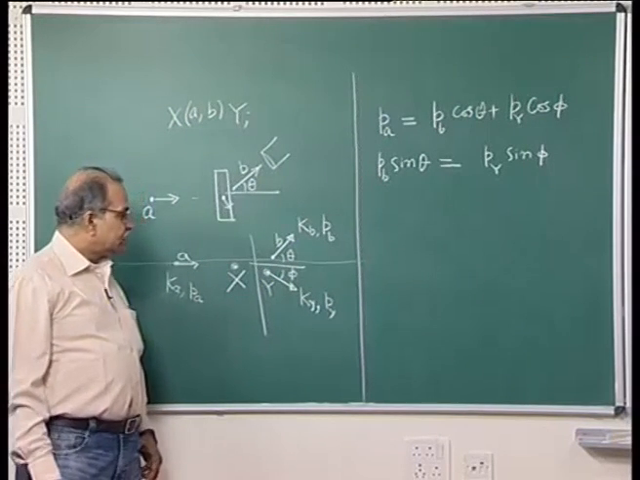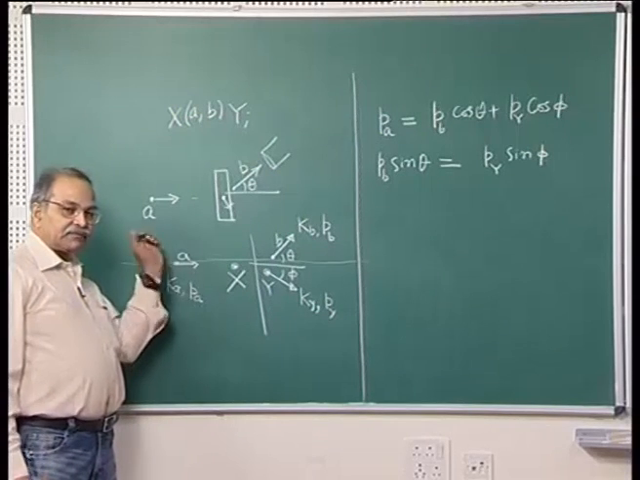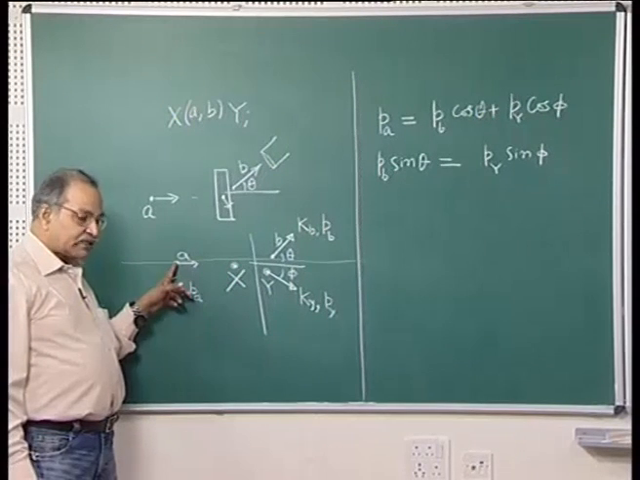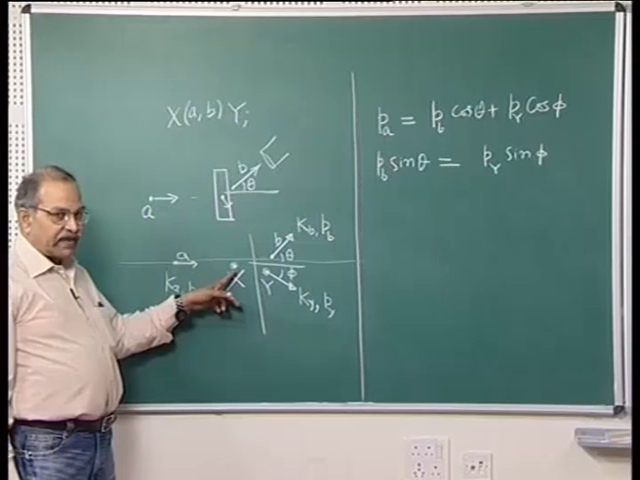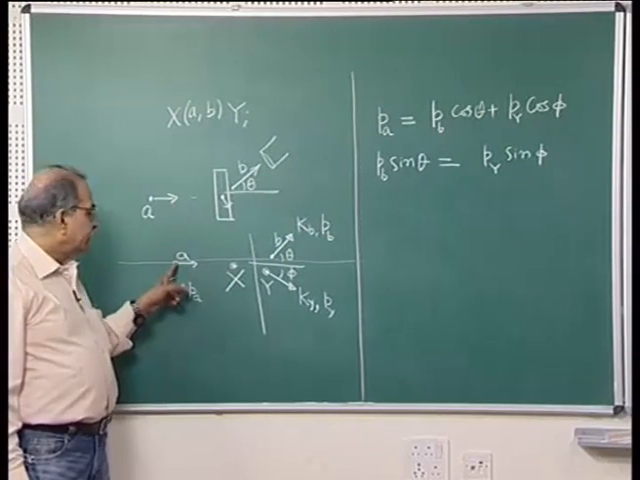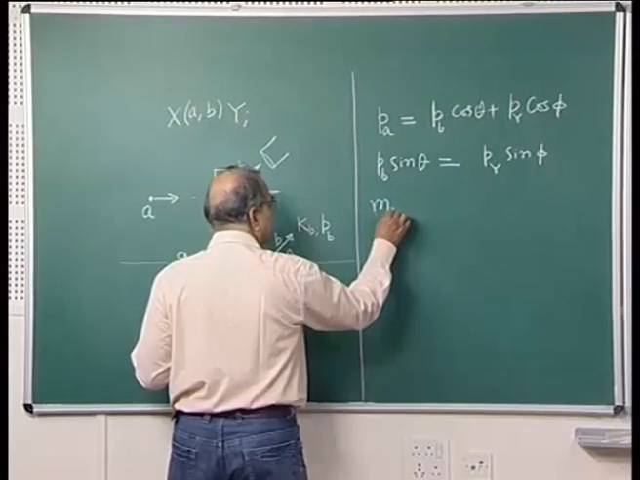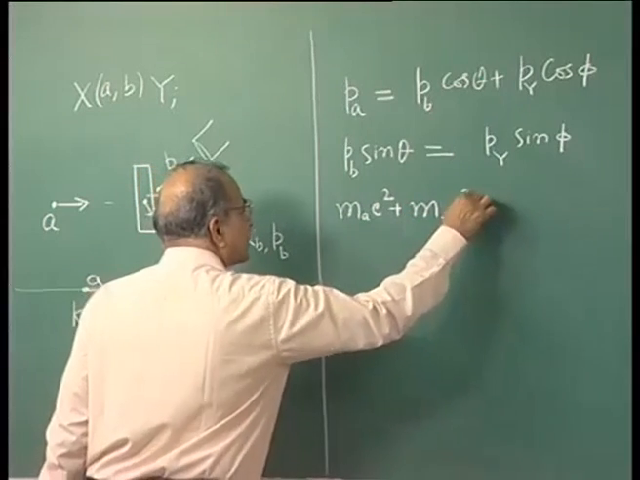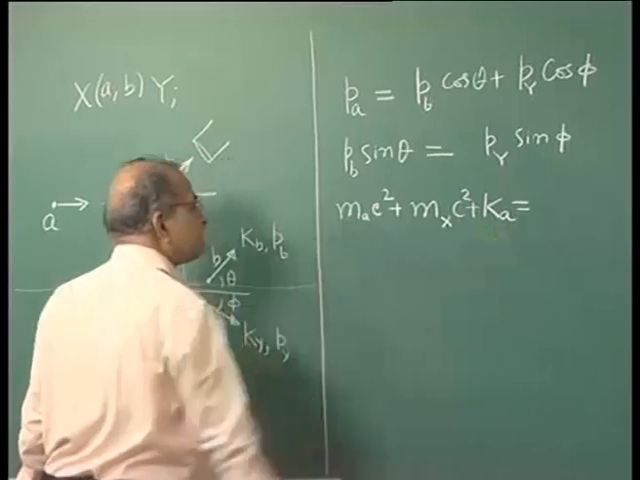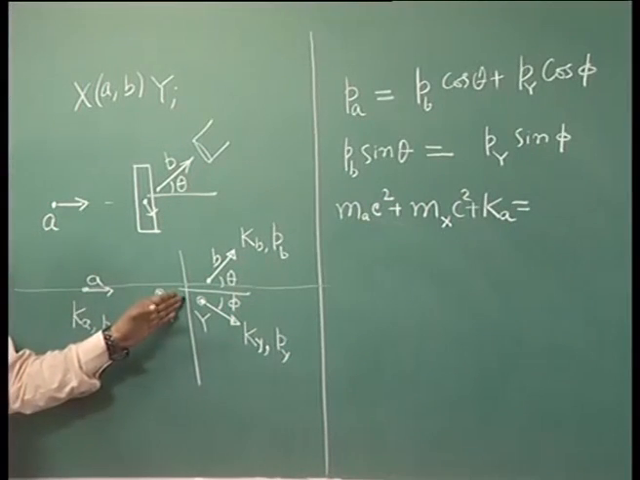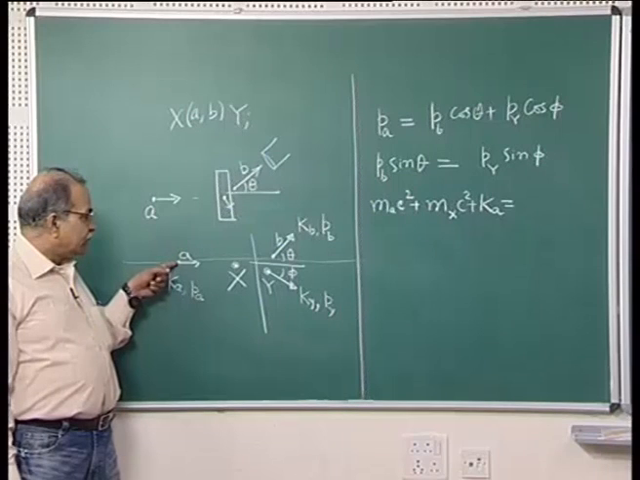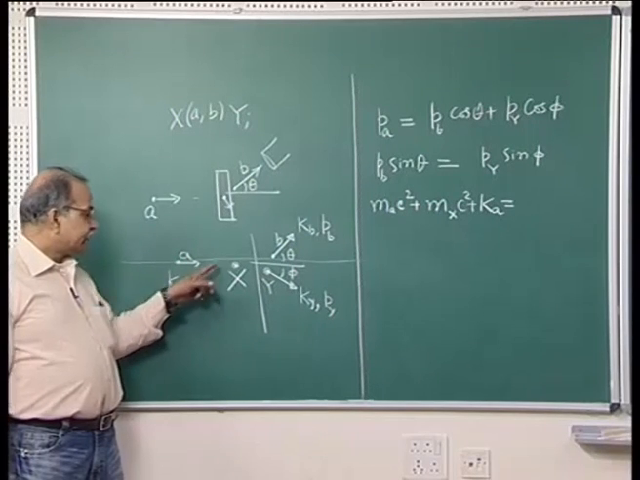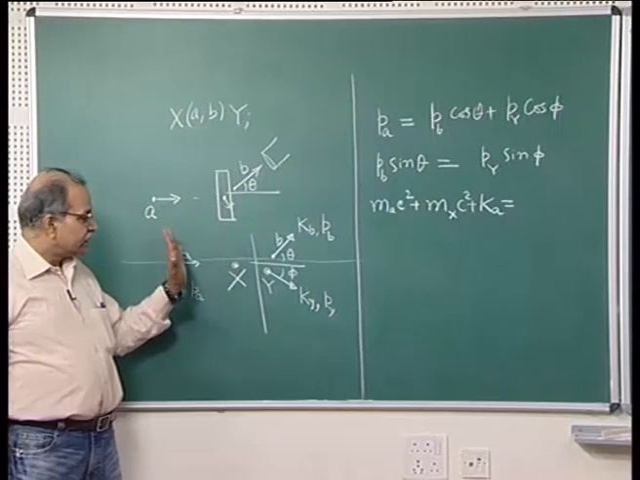Now, write the energy conservation equation, the total energy before the event. Total energy is the rest mass energy of A, the rest mass energy of x, and the kinetic energy of A. So, that is m_A c² plus m_x c² plus K_A. That is the initial energy before the event. The kinetic energy of the x particle is 0.